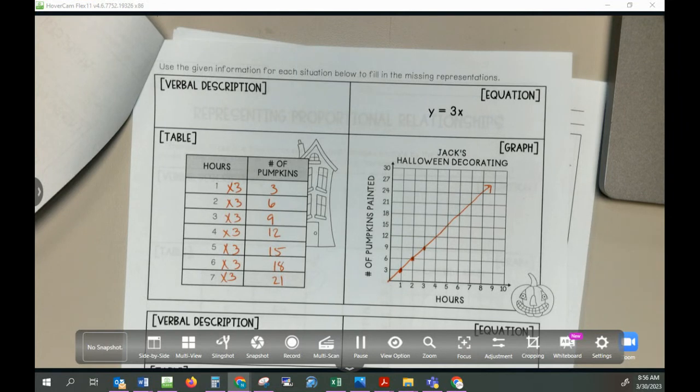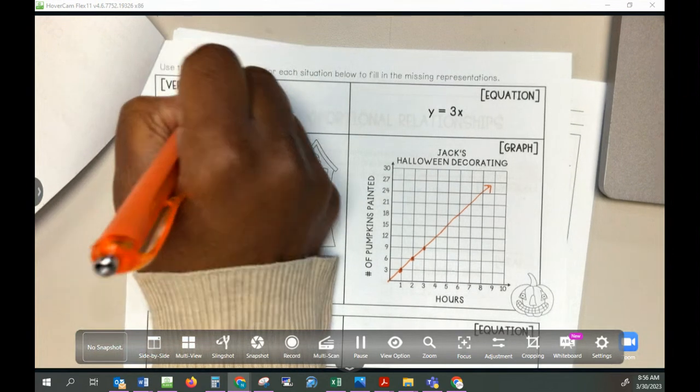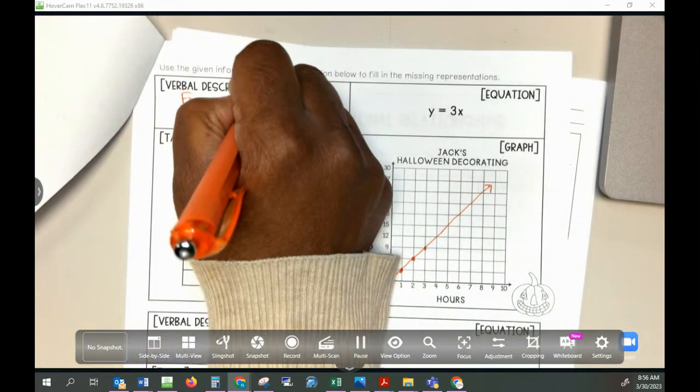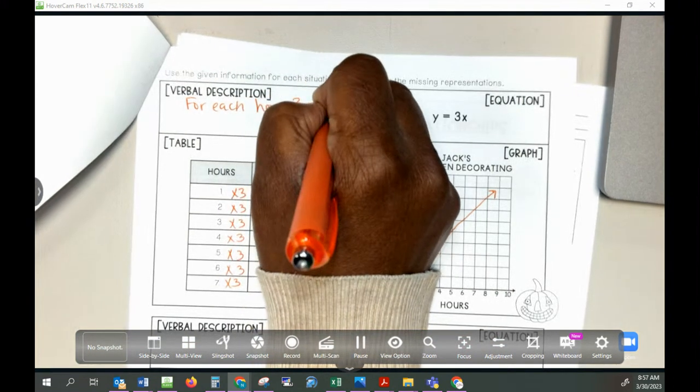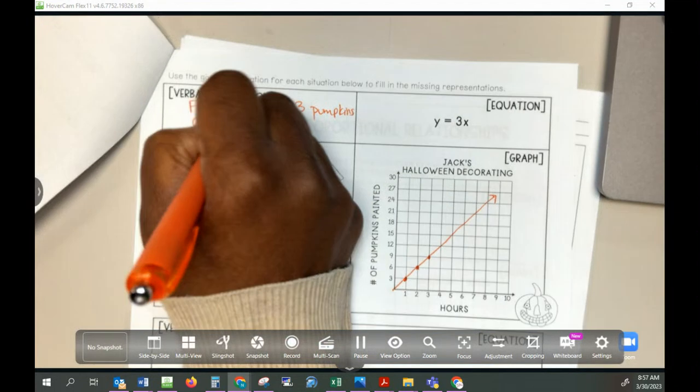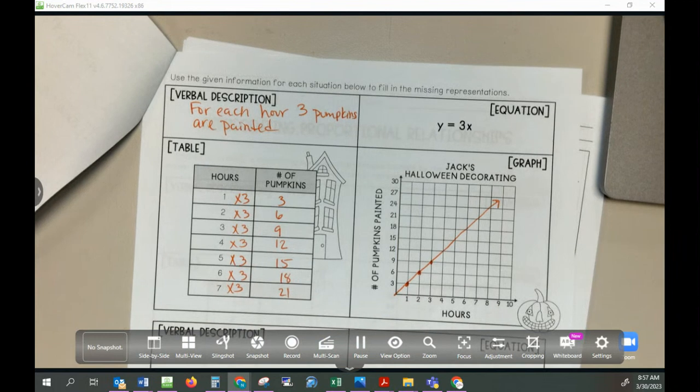So what can we say? You can use the very thing, but let's not use harvest. So you said for each hour, 3 pumpkins are painted. That's truly it.